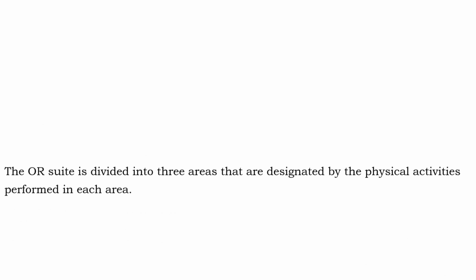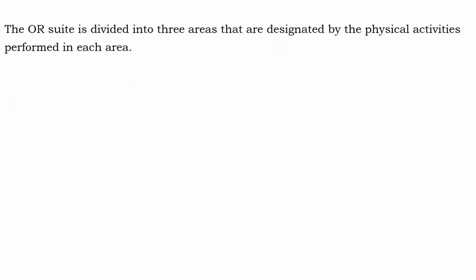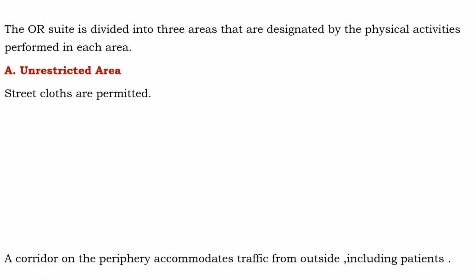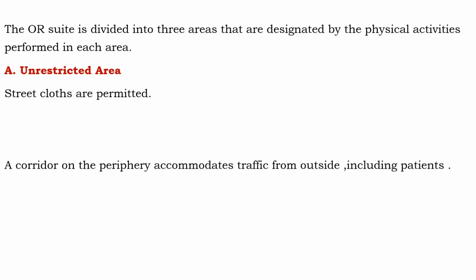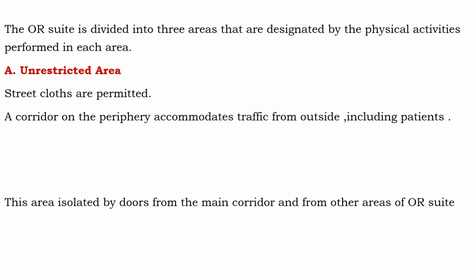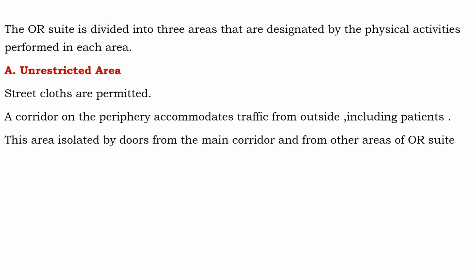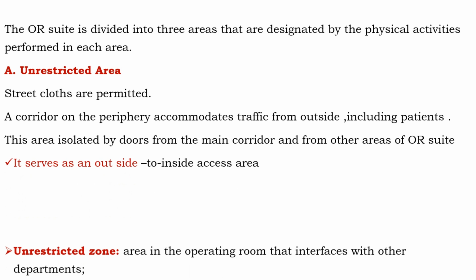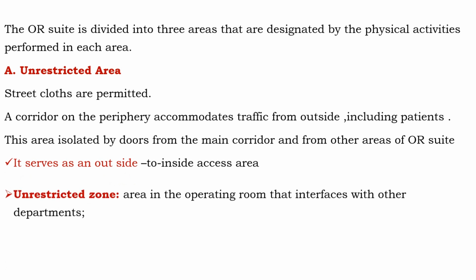The OR suite is divided into 3 areas that are designated by the physical activities performed in each area. A. Unrestricted area. Street clothes are permitted. A corridor on the periphery accommodates traffic from outside, including patients. This area is isolated by doors from the main corridor and from other areas of the OR suite. It serves as an outside to inside access area, an unrestricted zone, the area in the operating room that interfaces with other departments. It includes the patient reception area and holding area.